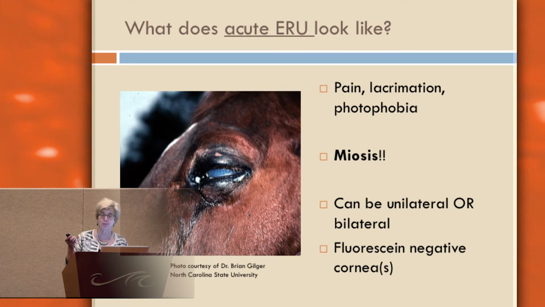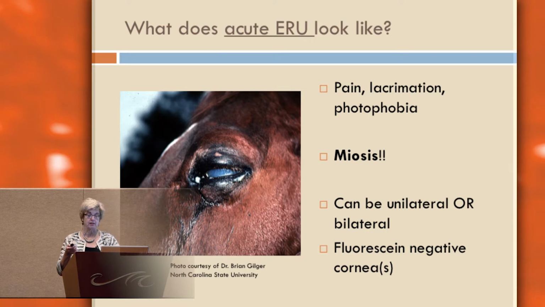Because what is the pupil? It is the border of the first part of the uvea. So it is telling you a lot. It can be unilateral, it can be bilateral. The cornea should be fluorescein negative, but sometimes it's not because it's a complicated disease and sometimes they've rubbed their eye and scratched it at the same time.